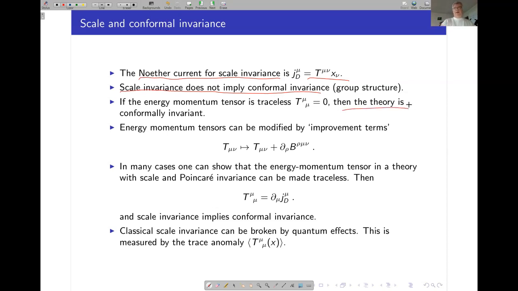The criterion for conformal invariance is the tracelessness of the energy momentum tensor. But it is not so easy or so unambiguous to analyze, because the energy momentum tensor is not uniquely fixed. You can always change it by improvement terms, which consist of adding derivatives of a higher rank tensor.